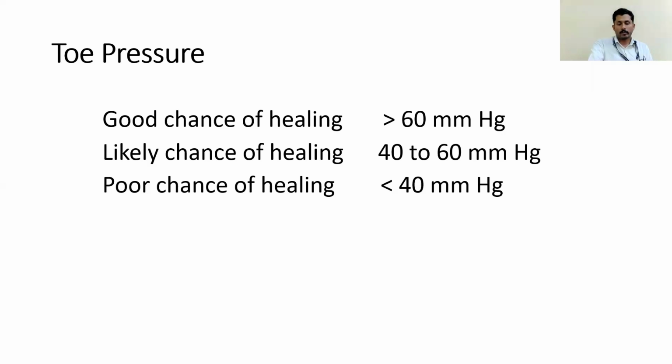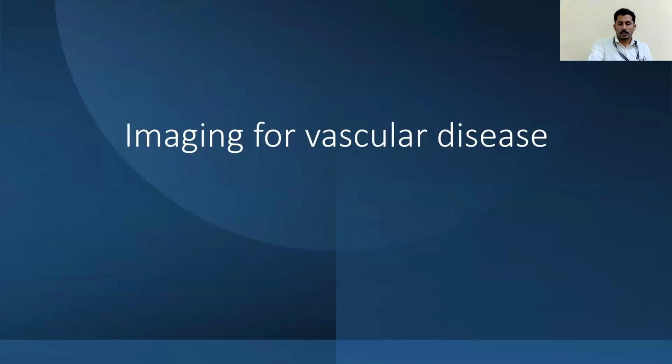So coming to the different gradients. If there is a diabetic patient and the toe pressure is more than 60 millimeter of mercury, there is a good chance of healing, and a poor chance of healing if it is less than 40 millimeter of mercury. Then coming to the imaging of the different vascular diseases.